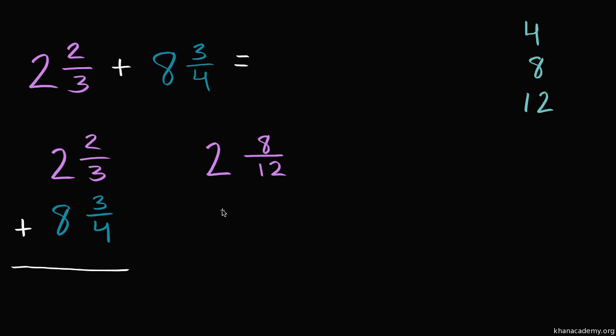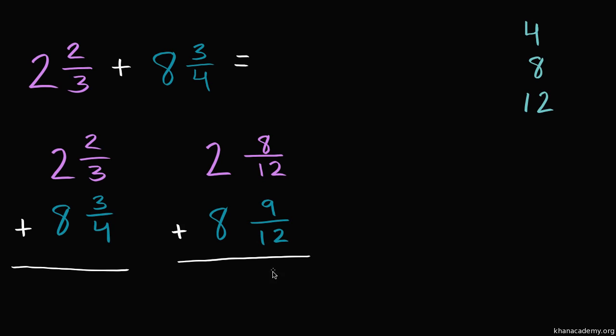8 3/4 is going to be the same thing as 8 and something over 12. Well, to go from 4 to 12 in the denominator, you multiply by 3. So we have to multiply the numerator by 3 as well. 3 times 3 is 9. And now we can add. What do we get? Well, we have 8/12 plus 9/12.